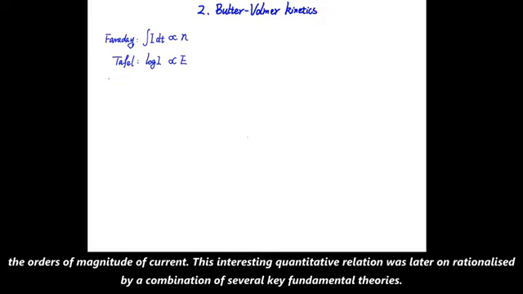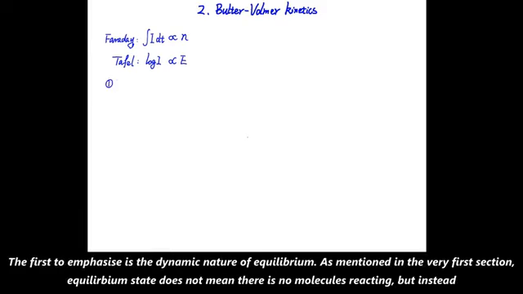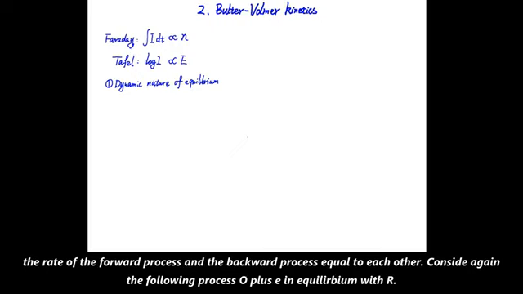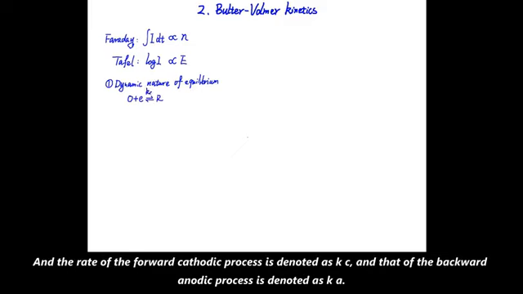This interesting quantitative relation was later rationalized by a combination of several key fundamental theories. The first to emphasize is the dynamic nature of equilibrium. As mentioned in the very first section, equilibrium does not mean there are no molecules reacting, but instead that the rate of the forward process and the backward process equal each other. Consider again the following process: O plus e in equilibrium with R, where the rate constant of the forward cathodic process is denoted as Kc, and that of the backward anodic process is denoted as Ka.